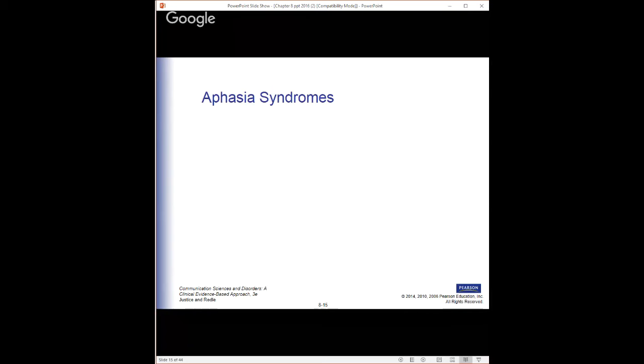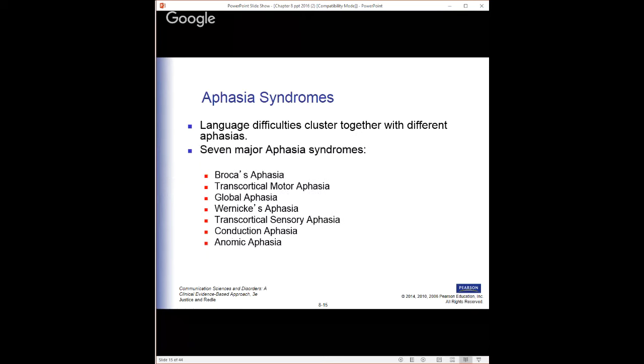Now looking at the different types of aphasia syndromes. There are several. Language difficulties that cluster together with different aphasias, and that's why it's called a syndrome. The syndrome part is used to talk about the aphasia with certain language difficulties clustering. The 7 major aphasia syndromes include Broca's aphasia, transcortical motor aphasia, global aphasia, Wernicke's aphasia, transcortical sensory aphasia, conduction aphasia, and anomic aphasia.